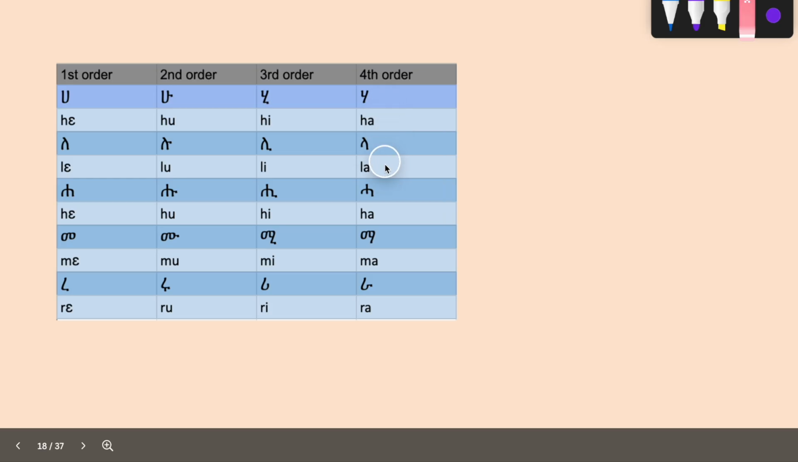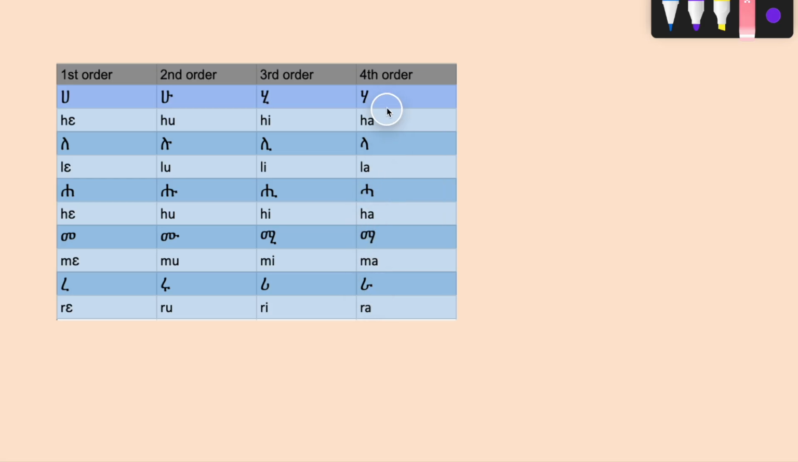This is the fourth order letters. They're not very similar to one another. You can see that some of them have a similarity, like this one and this one, they're missing legs, but ha just has a leg, you know. So they don't have a common character like the lu or the he. Okay, yeah, that's it.